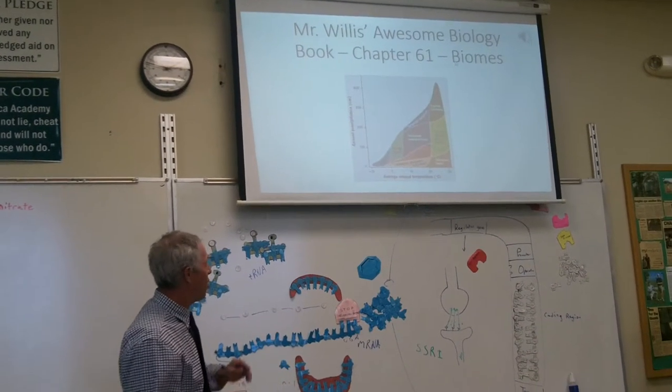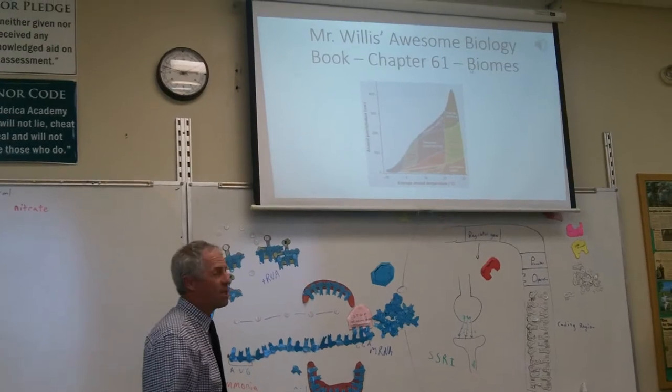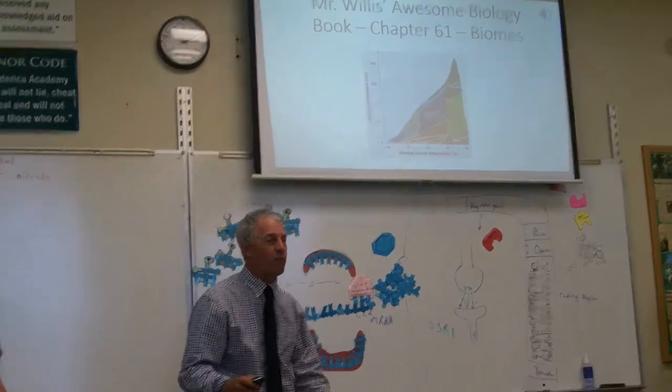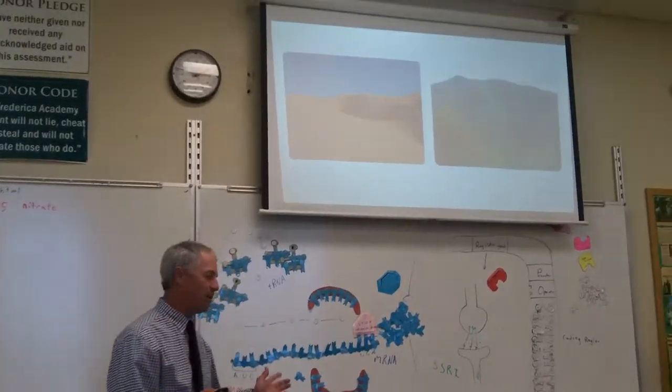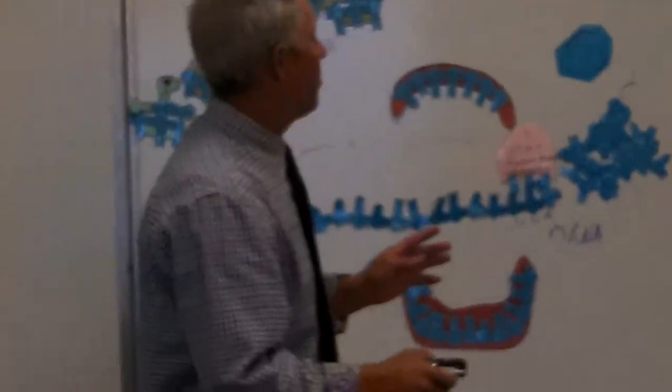We're talking about biomes in chapter 61. What is a biome? A biome is an area where a certain type of plant and animals can be found. The desert is an example of a biome that has certain types of plants and animals. The rainforest is an example of a biome that has certain types of plants and animals.